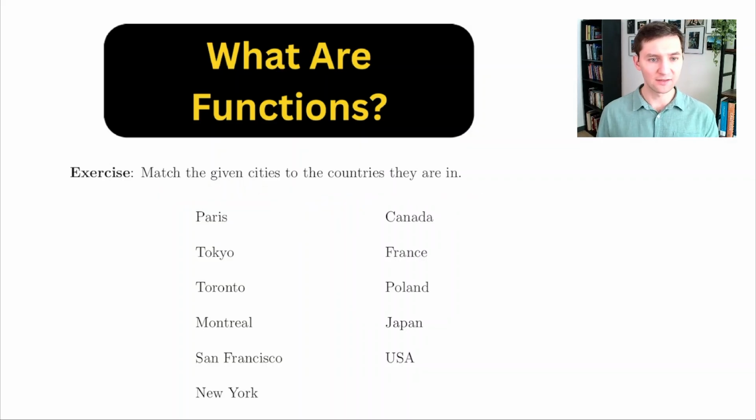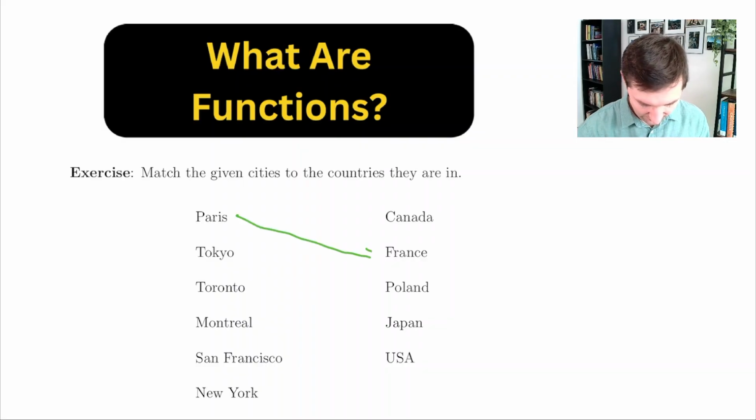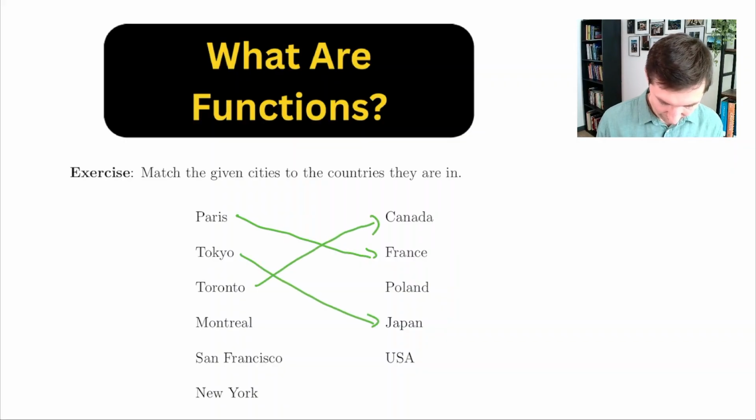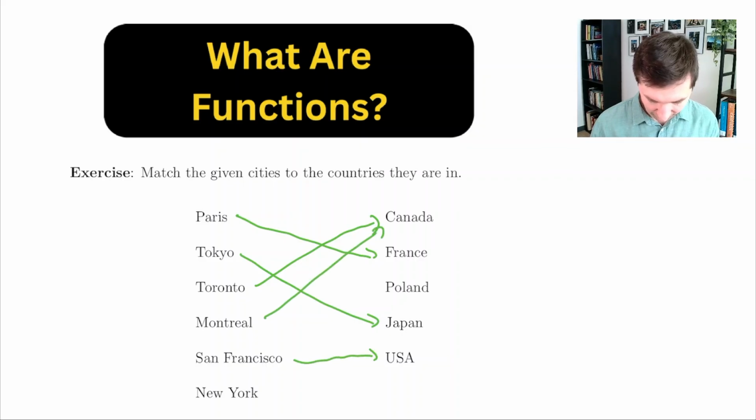If you would like to try this exercise on your own first, you can download these notes using the link in the video description. I believe that Paris is in France, Tokyo is in Japan, Toronto is in Canada, Montreal is in Canada, San Francisco is in the US, and New York is in the US.